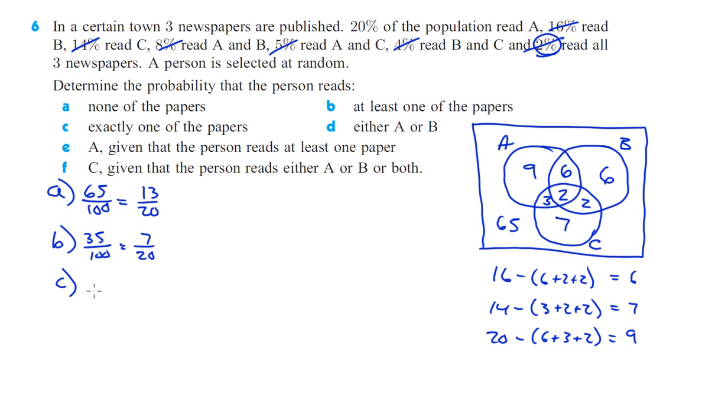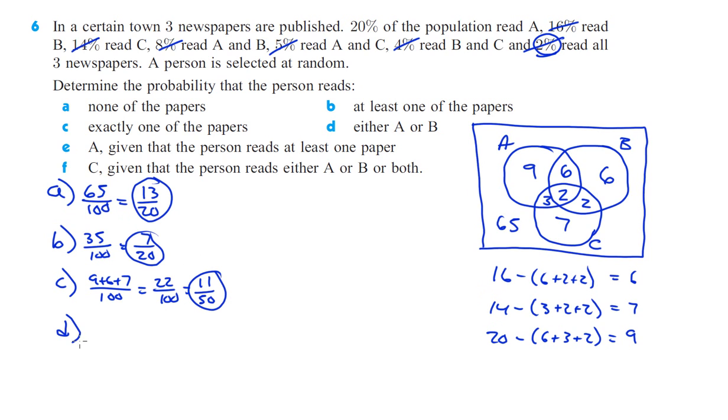C, exactly one of the papers is going to be the 9, 6, and 7. So that's 9 plus 6 plus 7 over 100. So that's 15, 22 out of 100, which is 11 out of 50 if we reduce it down.